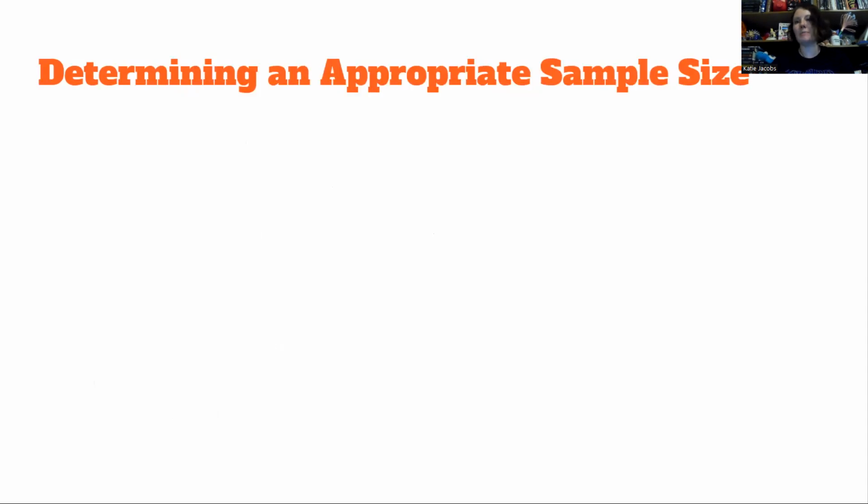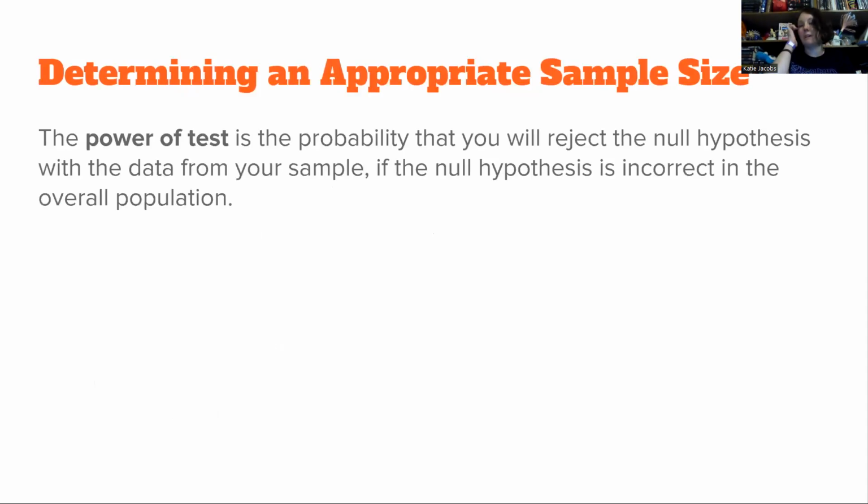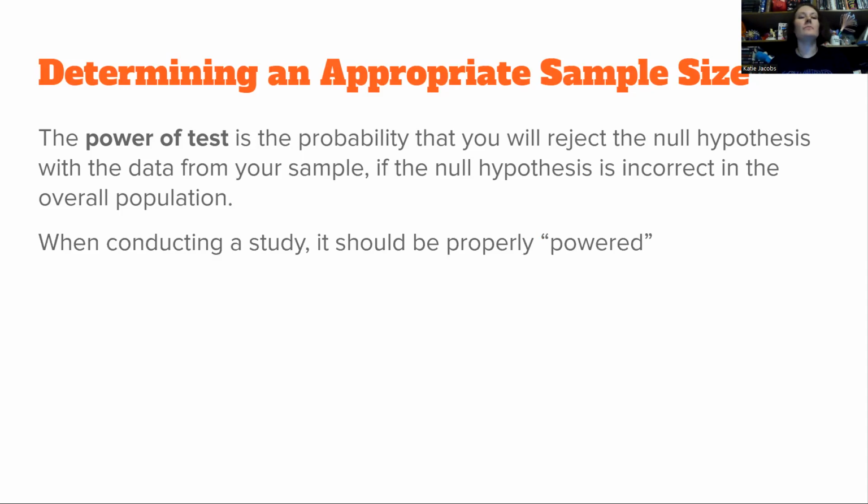To determine an appropriate sample size, we have to get into a conversation about something called the power of the test. The power of the test is the probability that you will reject the null hypothesis with the data from your sample if the null hypothesis is incorrect in the overall population. What this is saying is that you have a big enough sample that you're going to be able to detect significant differences if those differences really exist. So when conducting a study, it should be properly powered, they say.